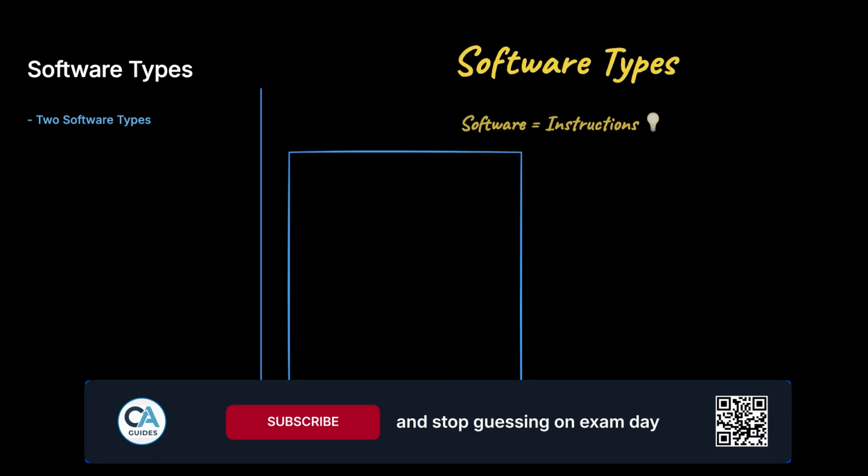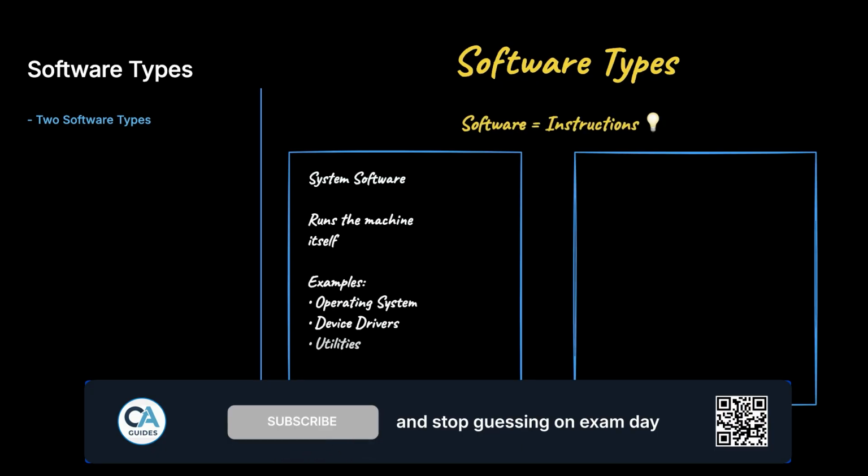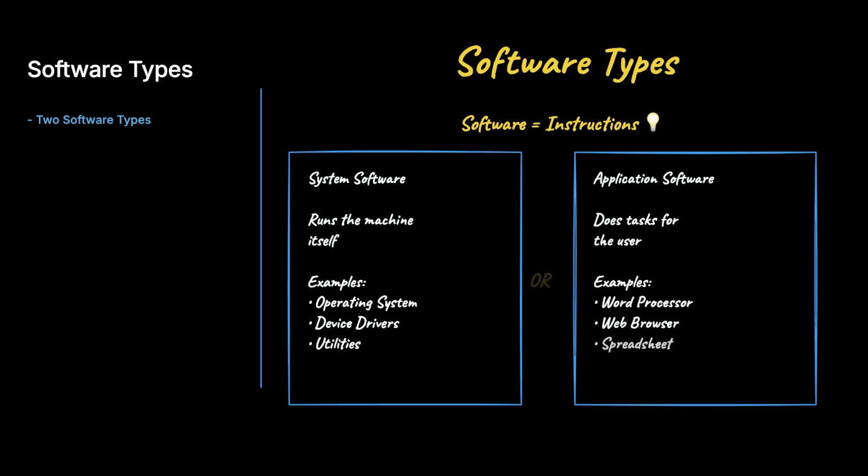Now let us talk about software, the instructions that tell hardware what to do. Here is what makes this topic easy. There are exactly 2 main types: system software and application software. The whole challenge on the exam is correctly sorting any given program into one of these 2 buckets. So let us make that distinction clear.